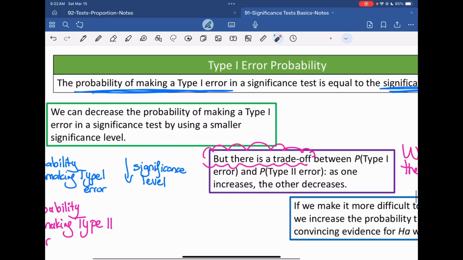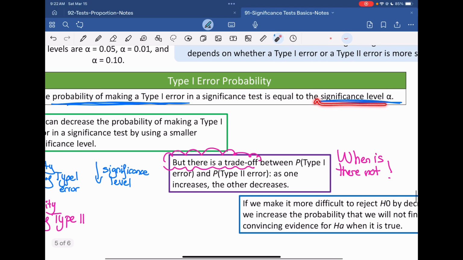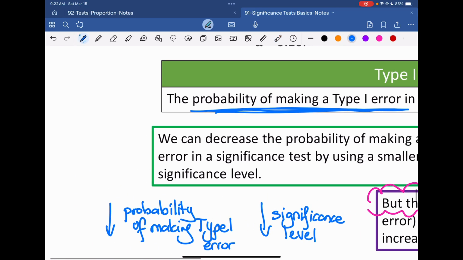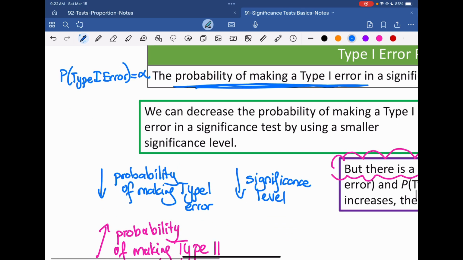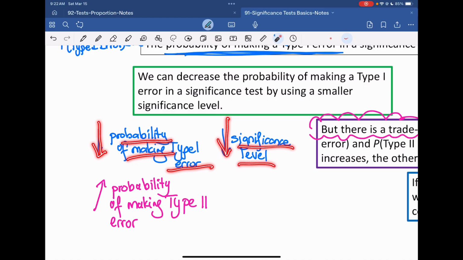Okay, let's look at the type 1 error probability. The probability of making a type 1 error in a significance test is equal to the significance level. So probability of type 1 error equals alpha, whatever your alpha level is. We can decrease the probability of making a type 1 error. If you want to decrease the probability of making a type 1 error, you also have to decrease your significance level.